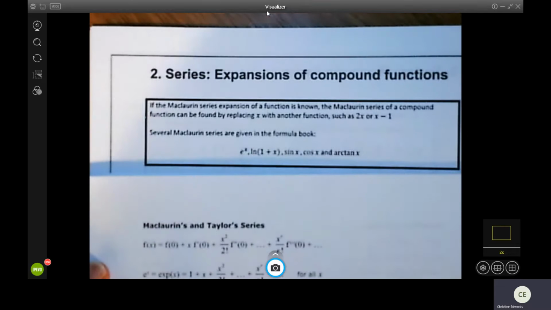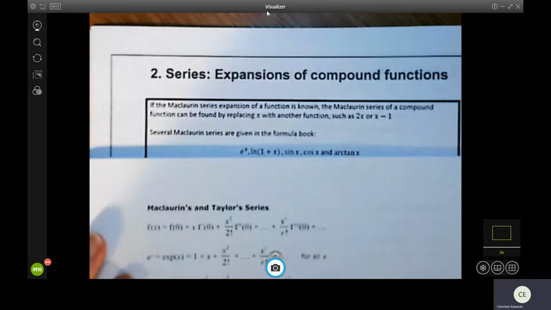So you've met Maclaurin and you can now find an expansion for any function that you are given. There are some that are very common though, and these have already been done for you and are given in the formula book.